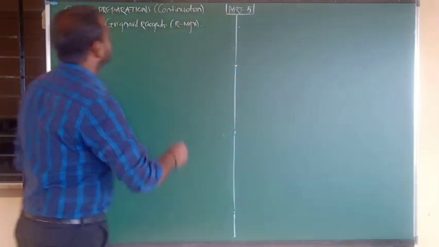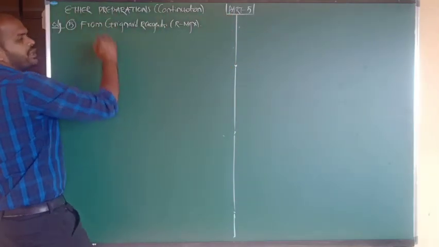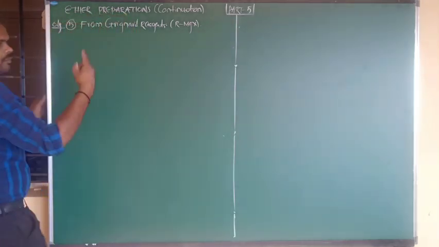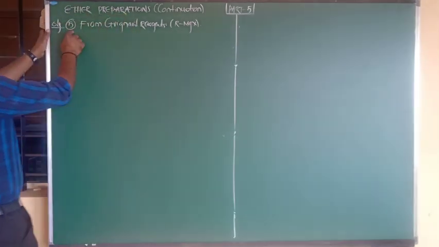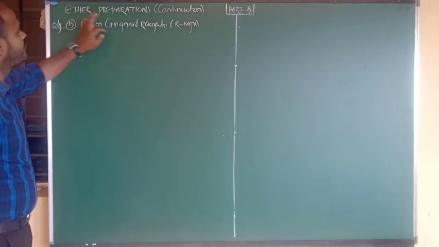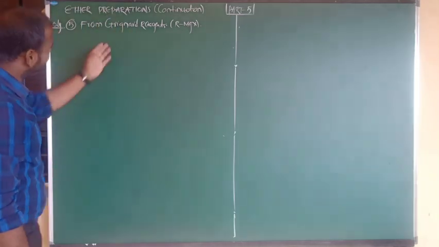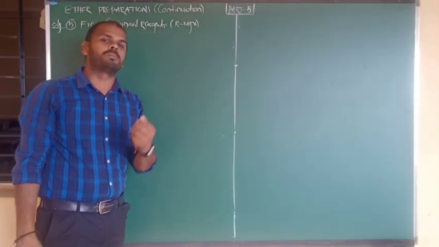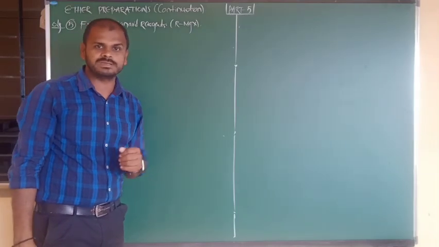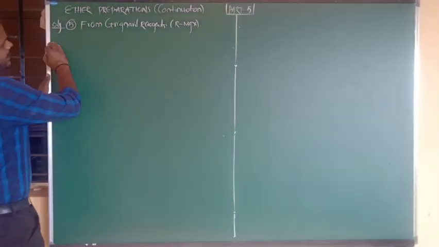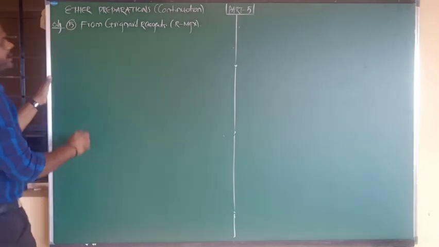Okay, right. Continuation of ether preparations, part 5 video class. The 4 methods of preparation are over, and this is your 5th method of preparation, from Grignard reagent. By using Grignard reagent, how to prepare the ether, that is what we are going to discuss now. I am going to give it directly in the form of equations.